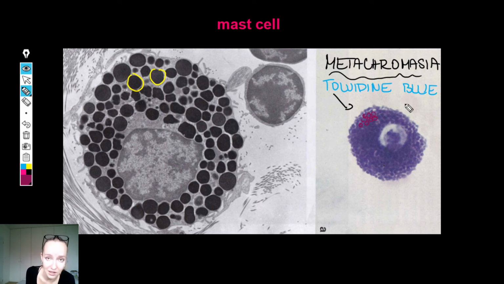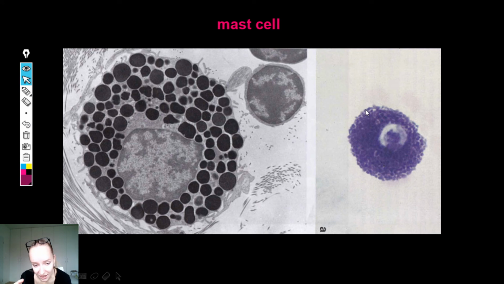I don't think it's that important, but I should tell you that. Sometimes you can see it written in textbooks, so that's why I'm telling you this. So once again, it's a phenomenon which means that the color of the dye or of the staining changes when it stains the structure. We have this blue color, but when it stains the structure, it's violet. So that's metachromasia. It's like magic. Not so much, but yeah.